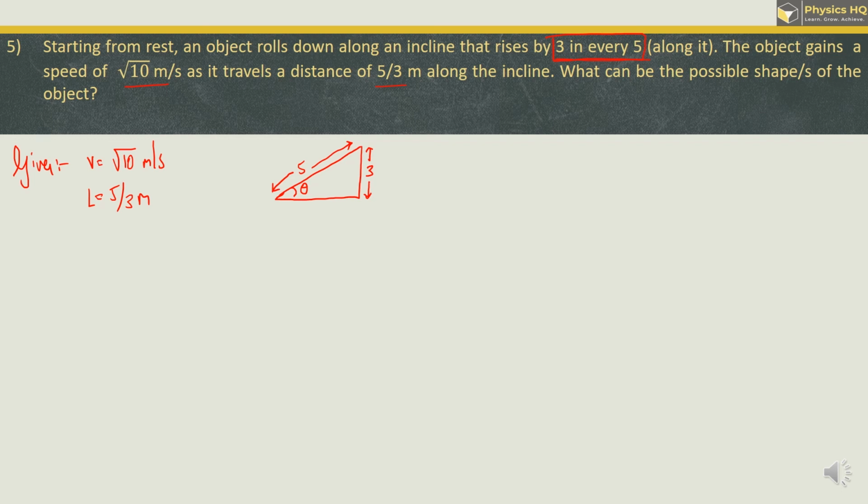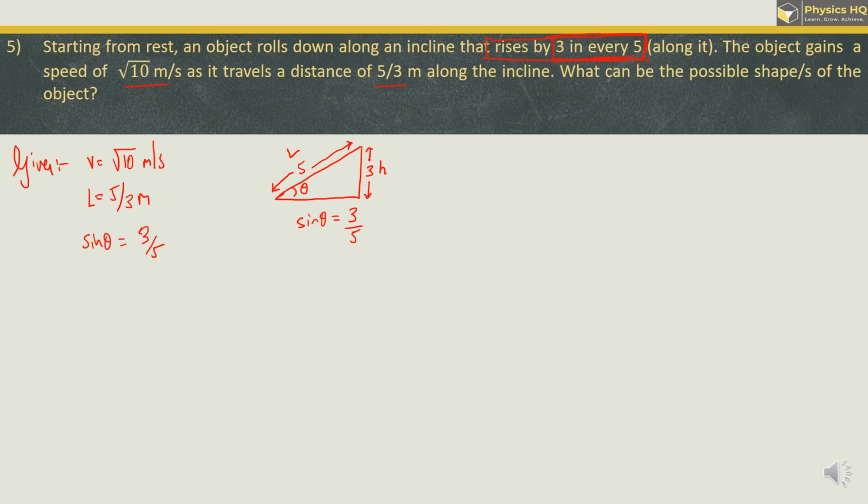It states that the incline rises by 3 in every 5. What it means is, rises by 3 means they are talking about the height. So height of the incline increases by 3 when you travel 5 units on that incline. So this is the length. When you travel 5 units, the height increases by 3. So from this what we can decode is sine theta. Sine theta is opposite upon hypotenuse, which is 3 upon 5 over here. So we got one more piece of information from here. Sine theta is 3 upon 5.